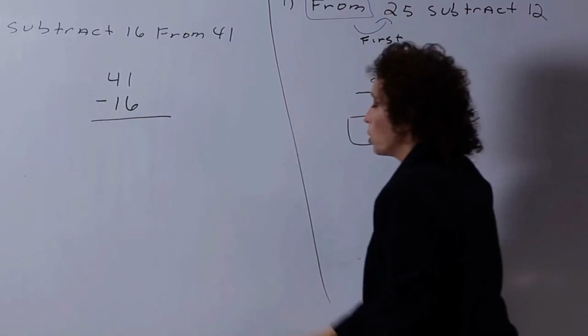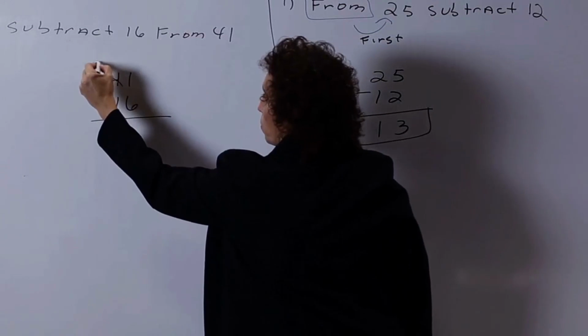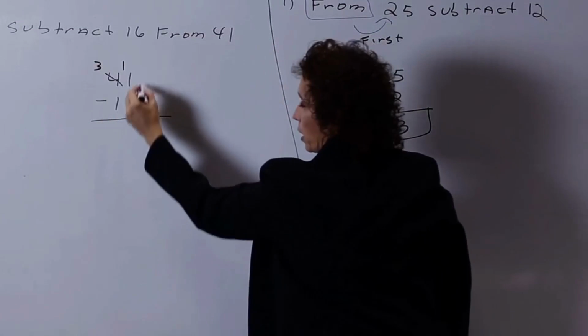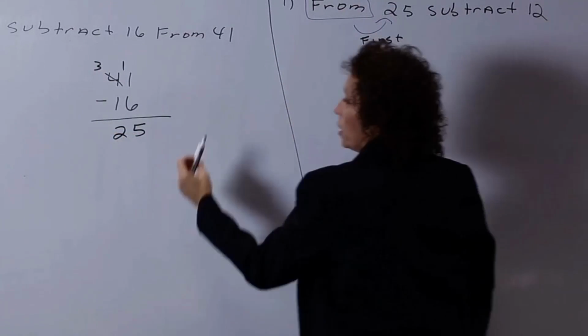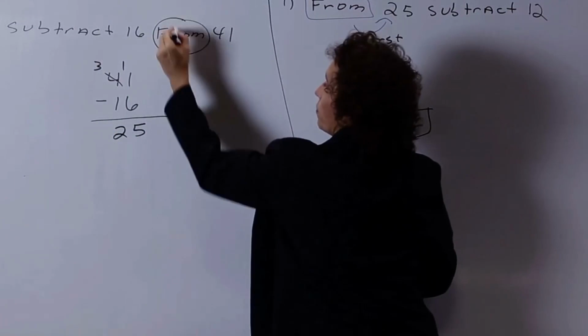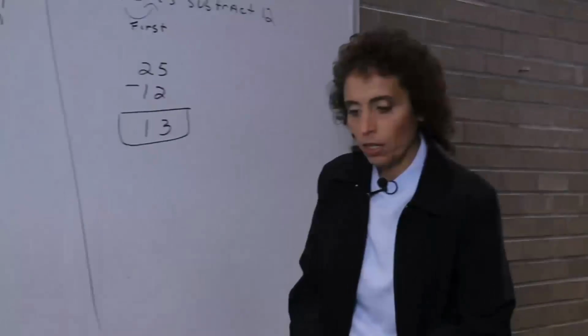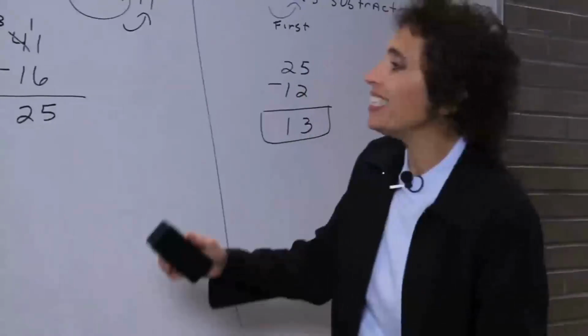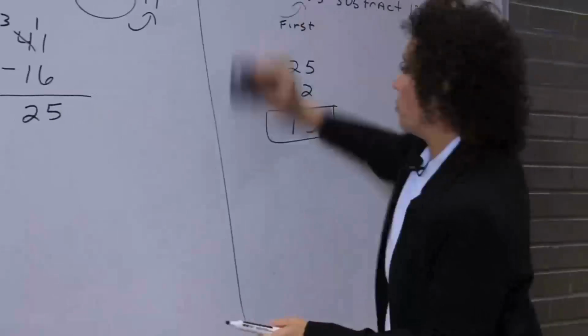And of course, we're going to have to do a little borrowing here, okay, because we can't subtract 6 from a 1. So we borrow, we make that a 3. There's your 11. 11 minus 6 is 5. 3 minus 1 is 2, and we get 25. So again, whatever comes after the word from goes on top, the important part of that. Okay. I want to put these next two up at the same time, and maybe you can see the difference.